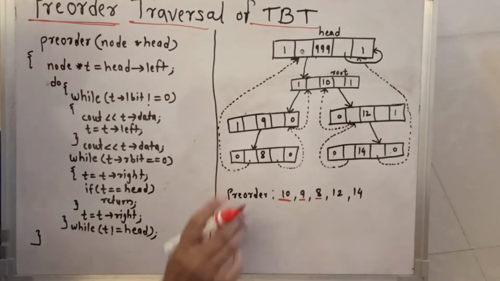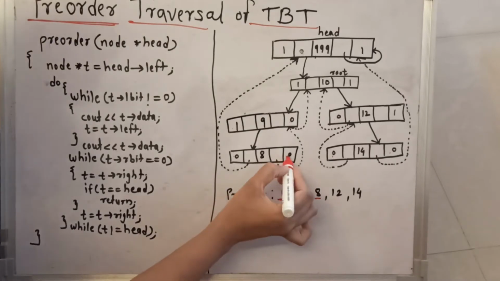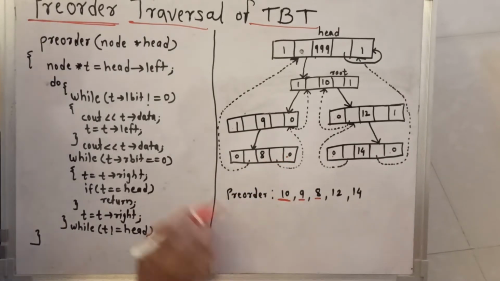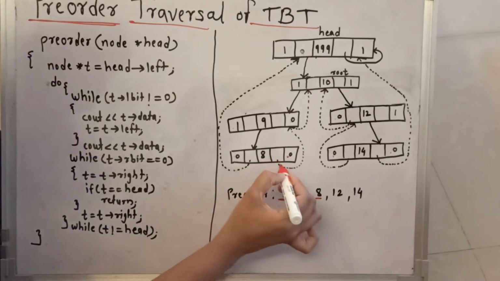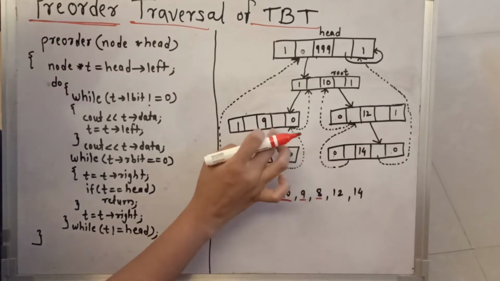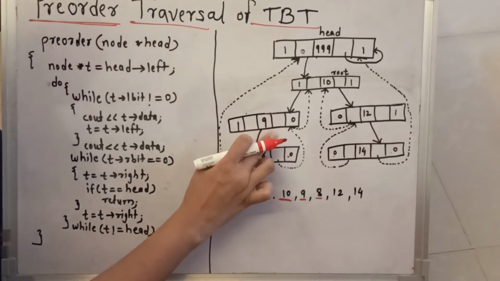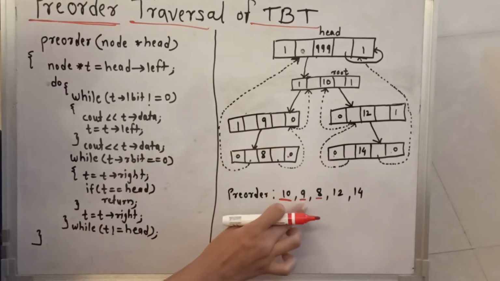Now whenever a situation like this comes, we have to check the R bit field. Now in this case the R bit field is equal to 0, that means again the 8 does not have any right child. So follow this thread and come back in the tree again. If we follow this thread here, we will come back to the 9 here. But we are not going to print the value here. We have already printed the value 9.